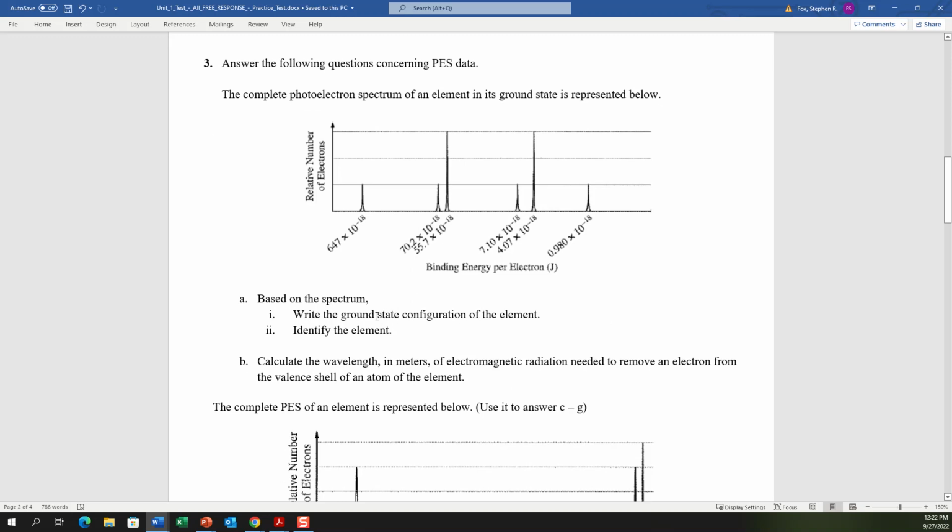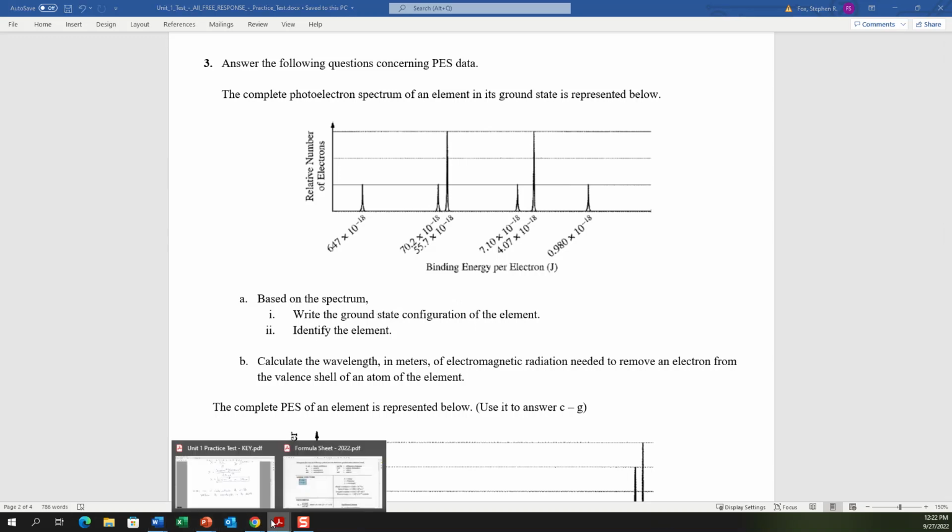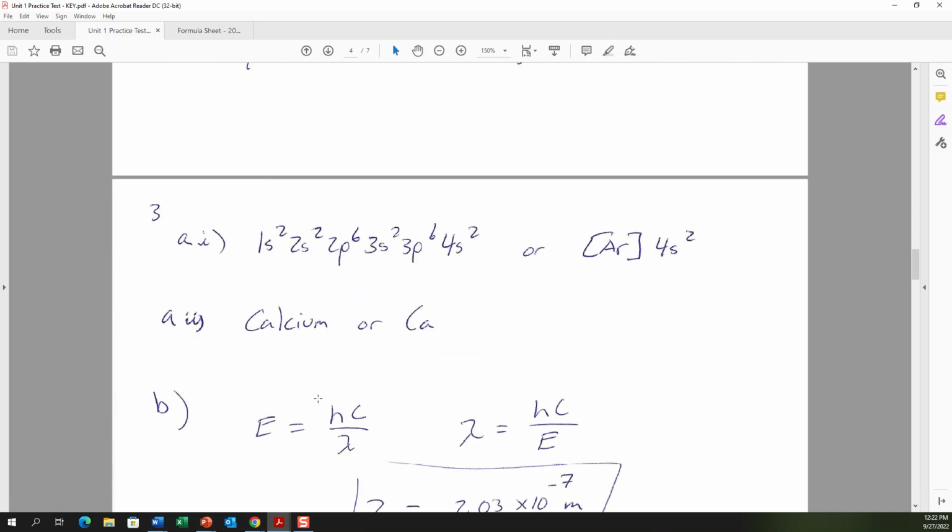So I just kind of said it and identified the element. So let's go to the key. Now notice it didn't say write the full electron configuration. So you would be okay to write the shorthand over here, but that would be the electron configuration. And it says identify the element. So it didn't say name the element. So you could name it and say calcium, or you could just write the chemical symbol. Okay.